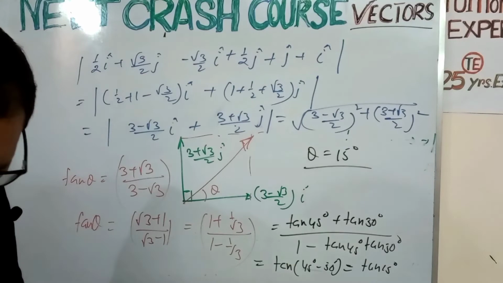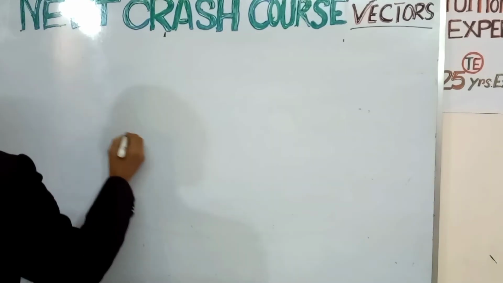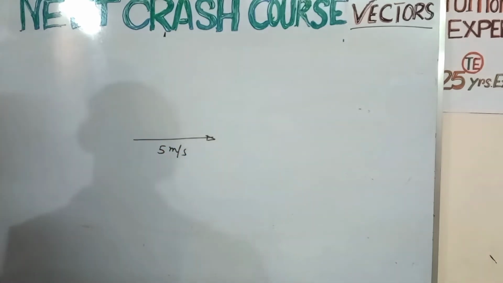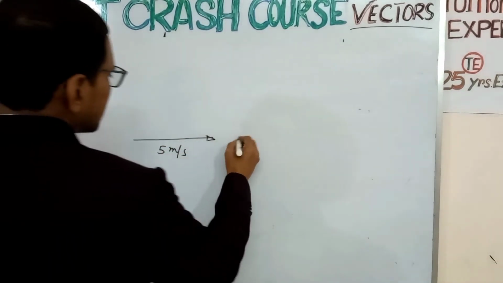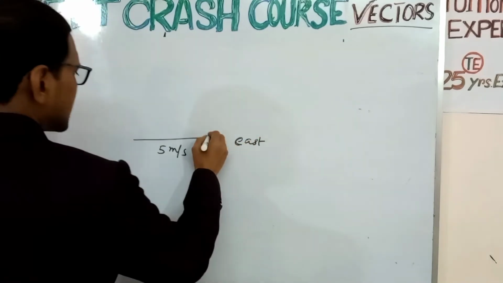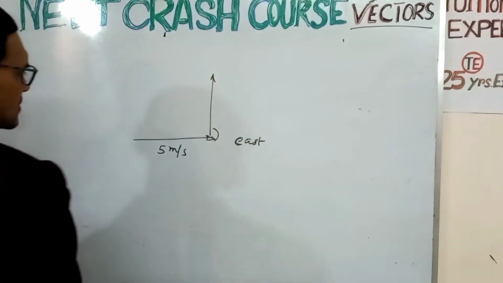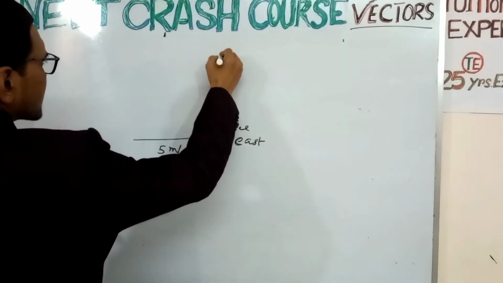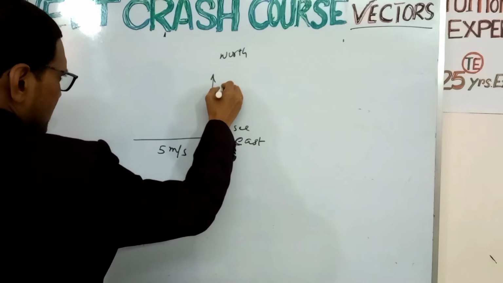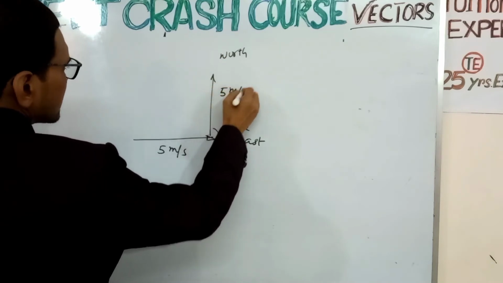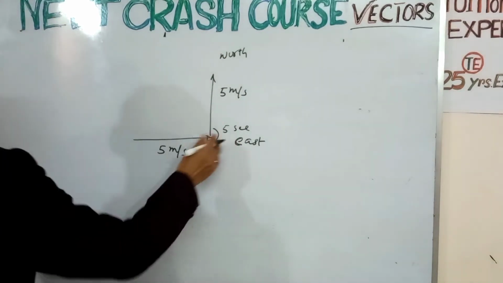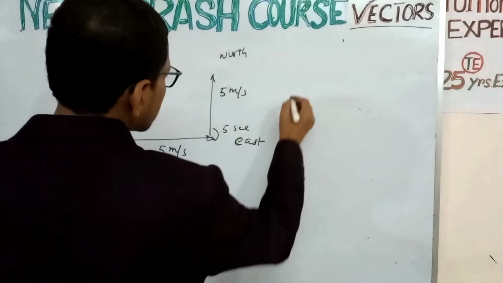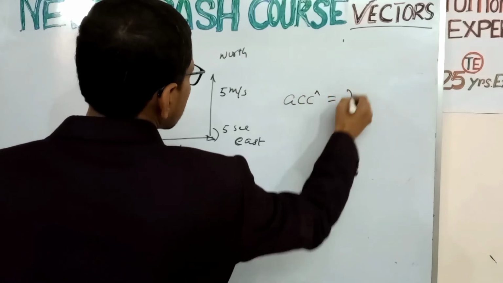This is the answer. Now, a particle moves in this direction with velocity 5 meter per second in the east direction. In 5 seconds it changes its direction to the north direction, but the magnitude of velocity remains the same. So in 5 seconds it turns along the north direction, keeping its velocity constant. What is the acceleration of this particle?